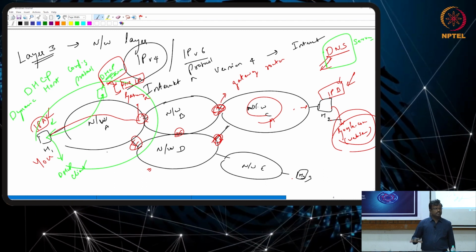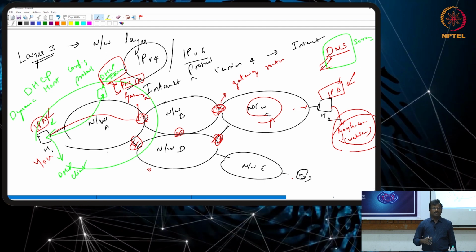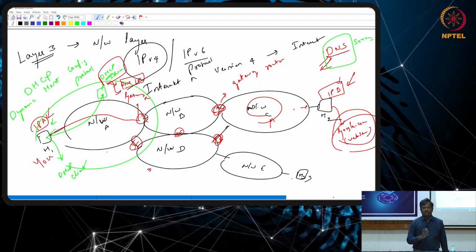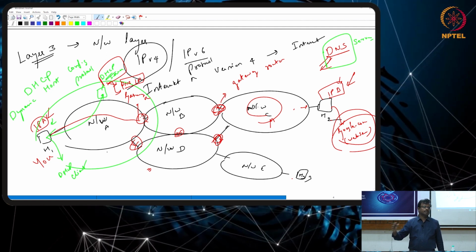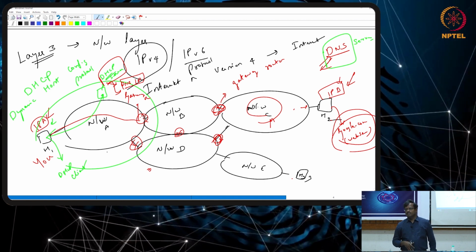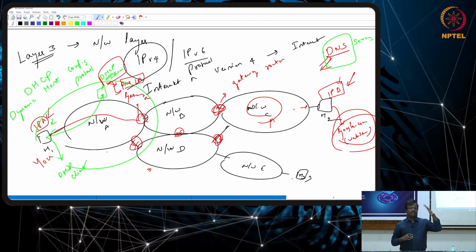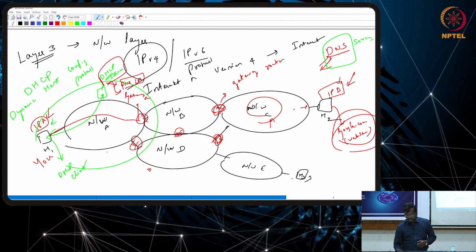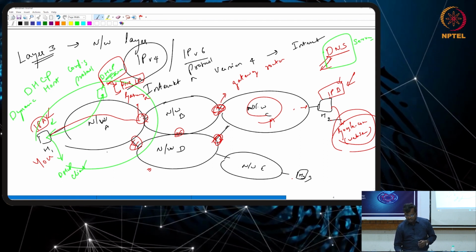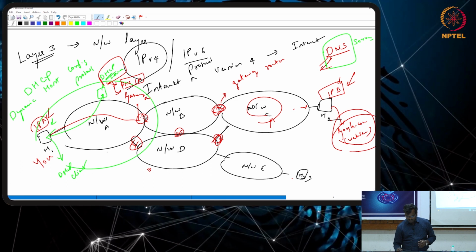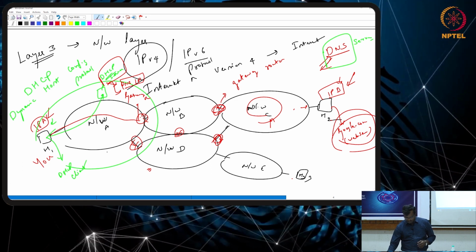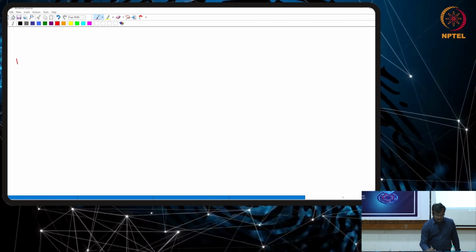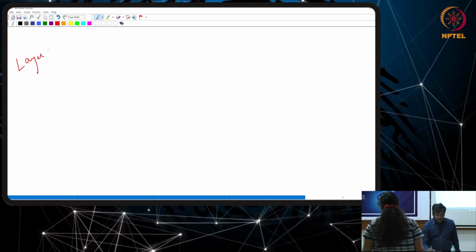Fine. Internet is a network of networks. I have a protocol that helps me connect computers from one network to another computer connected across multiple networks. The job is solved, right? Why do you need higher layers? Because that's where we are going. Why do you need layer 4?